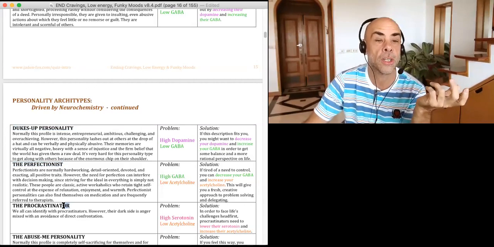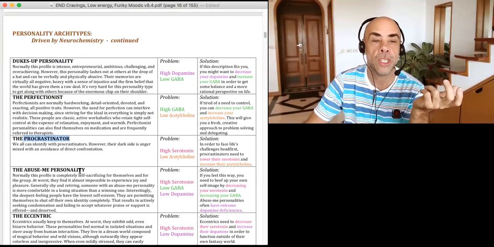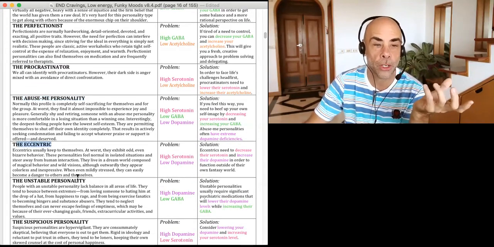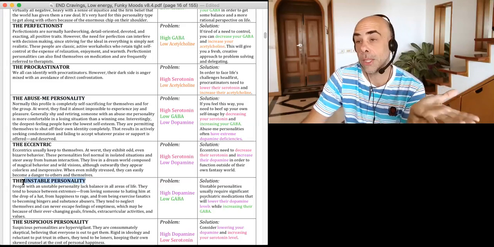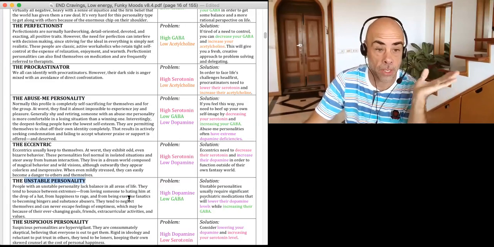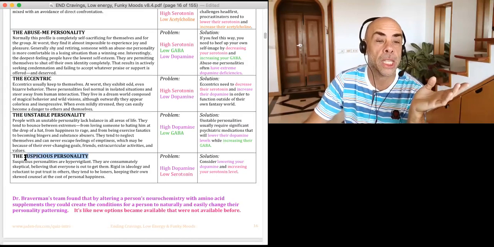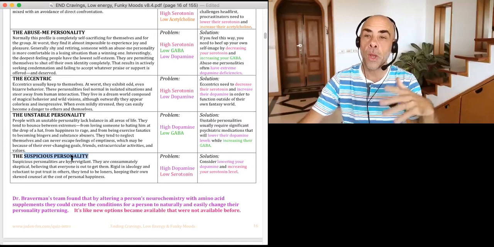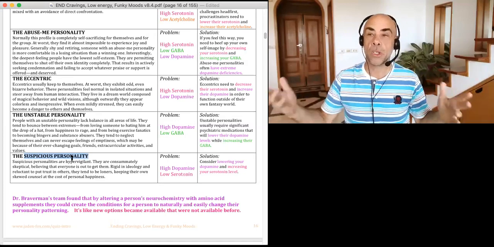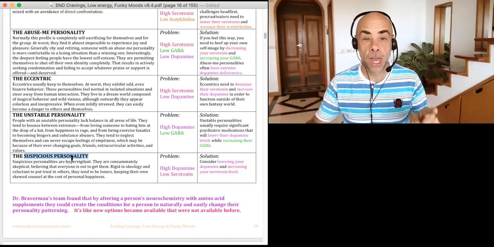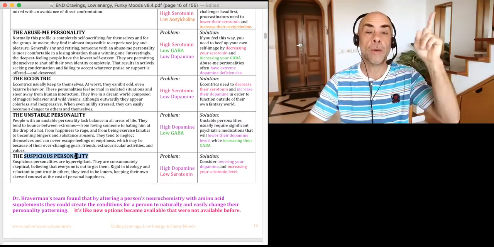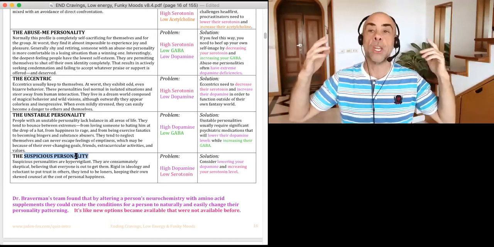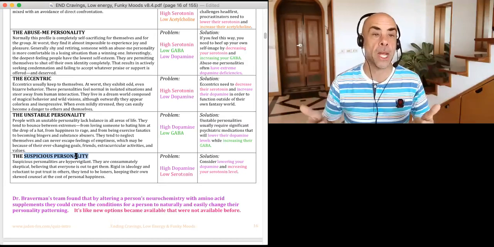The perfectionist, the procrastinator, people who just naturally seem to attract people to abuse them. People who are highly eccentric, people who seem like they just have unstable personalities, and I've experienced that one. And people who are completely suspicious of everyone and everything all the time. They found that all of these things that we think of as just the way that person is could be that that's the way that person is just because their serotonin, dopamine, GABA, acetylcholine have always been low. Their body has always been out of balance.